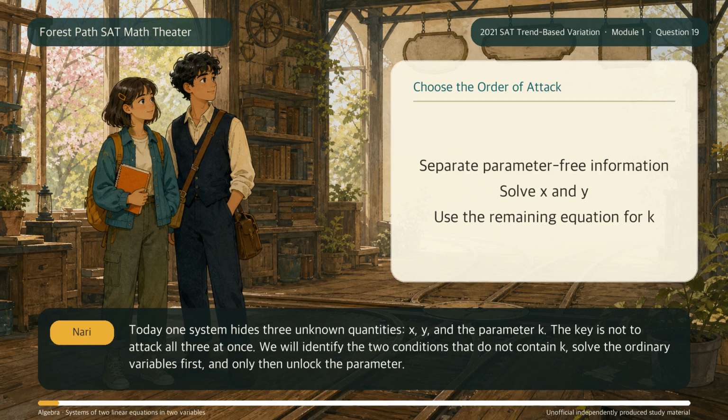Today, one system hides three unknown quantities, x, y, and the parameter k. The key is not to attack all three at once. We will identify the two conditions that do not contain k, solve the ordinary variables first, and only then unlock the parameter.